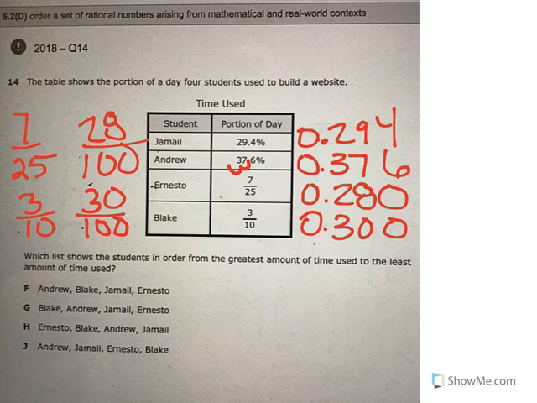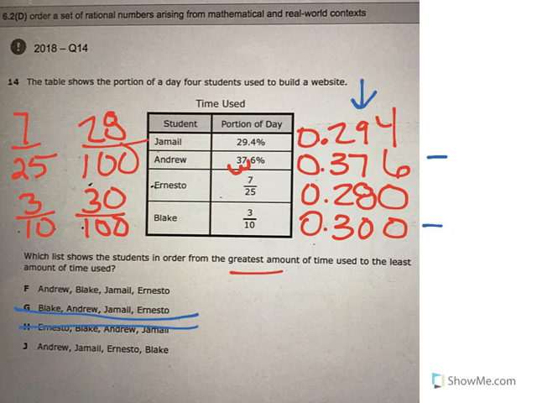I like to line up my numbers by place value vertically. It's easier to compare. So I'm going for the greatest. Obviously, I have zeros in the ones place. I look at the tens place: 3 is greater than 2. Now I'm going to go to the tenths place. Between this one and this one, which one's greater, 7 or 0? Obviously 7. And so that's Andrew. Andrew has the greatest amount of time. So Andrew is first. That crosses out G and H.